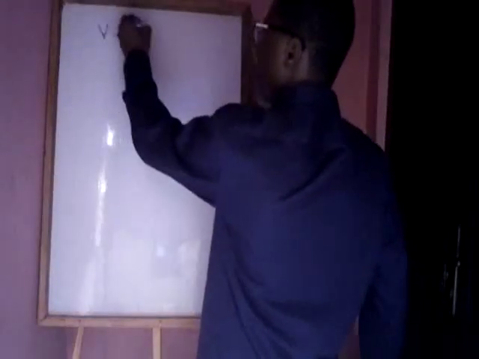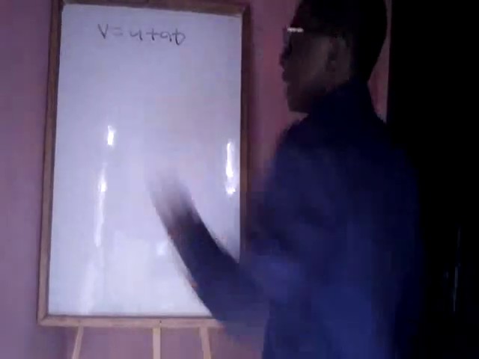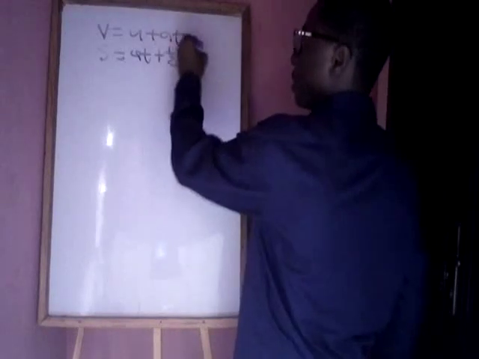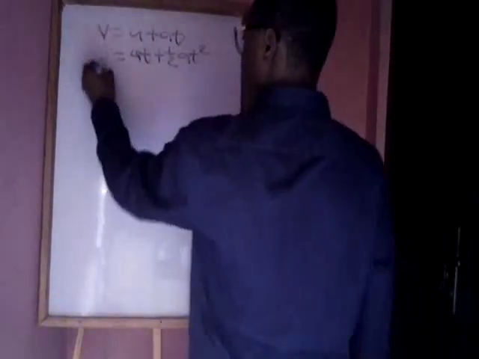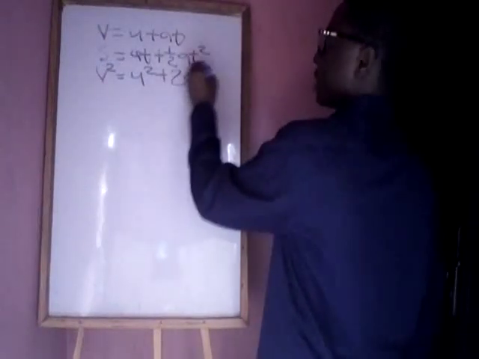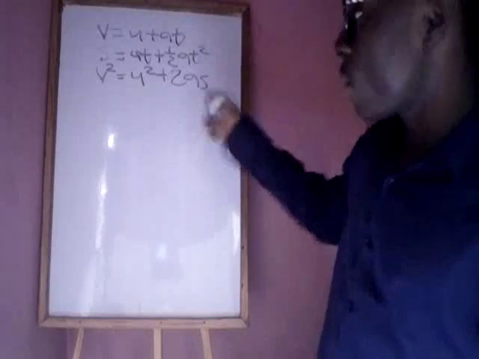We have three major equations of motion. I will solve a question on them now. In case you've not heard of it in physics, the first equation of motion is V equals U plus AT. The second equation of motion is S equals UT plus 1 over 2 AT squared. And the third equation of motion is V squared equals U squared plus 2AS. These are the three major equations of motion. There are other equations which are derived from these, but we'll basically be dealing with these ones.